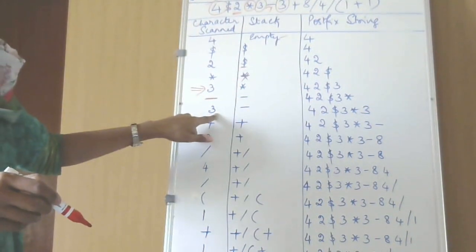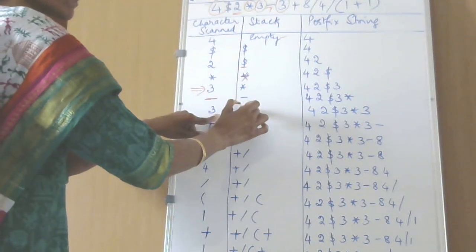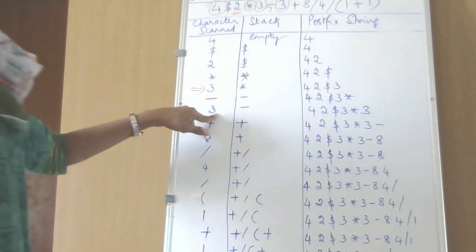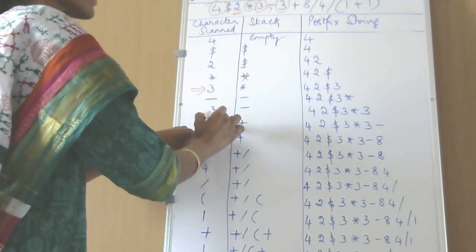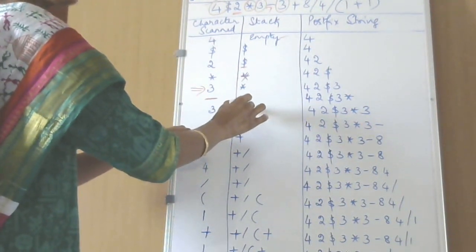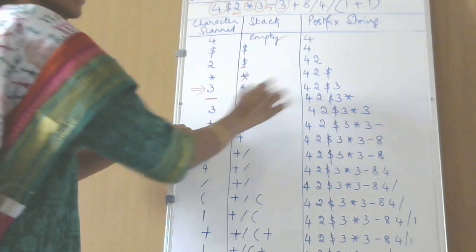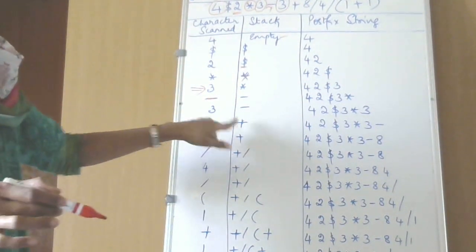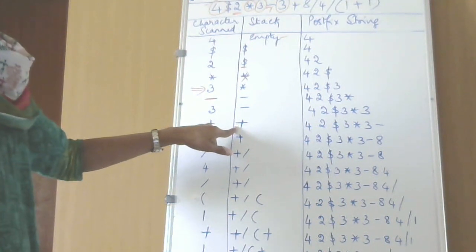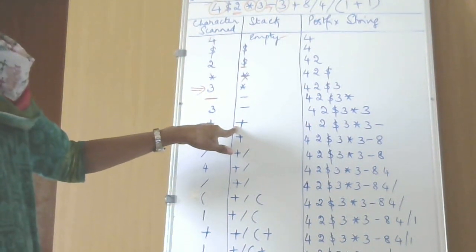Next is 3. 3 is a digit, so my stack will remain with minus, and 3 gets added into the postfix string. Next is plus. Plus is an operator, so I have to compare it with minus. Both are of the same priority, so I have to pop the minus out and put the plus inside, because two operators of the same priority cannot be there in the stack.